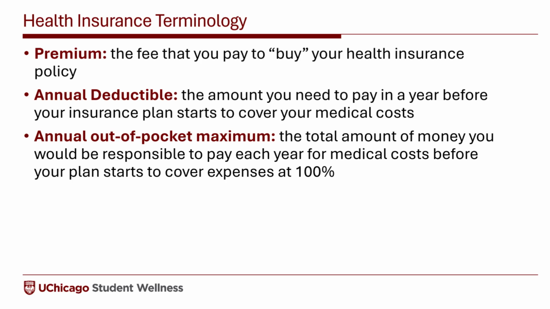First, an overview of terminology. Please note, you can find an in-depth health insurance terminology glossary on the UChicago Student Health Insurance website. Premiums are the amount of money that you pay each year for the cost of your health insurance.